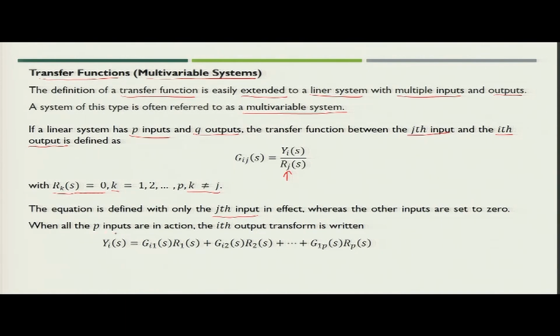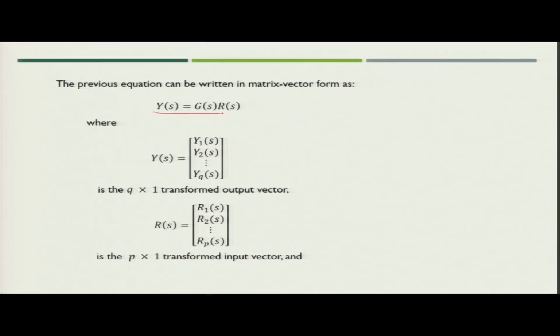Now, this is only for considering the jth input in finding the transfer function. If you consider all the inputs, say there are p inputs, you can write the transformed output in s domain as g_i1(s) R_1(s) plus g_i2(s) R_2(s) and so on up to g_ip(s) R_p(s). Similarly, for various outputs, that is i ranging from 1 to q, you can write these equations, and when you compile them, you can write in matrix form as Y(s) is equal to G(s) R(s).